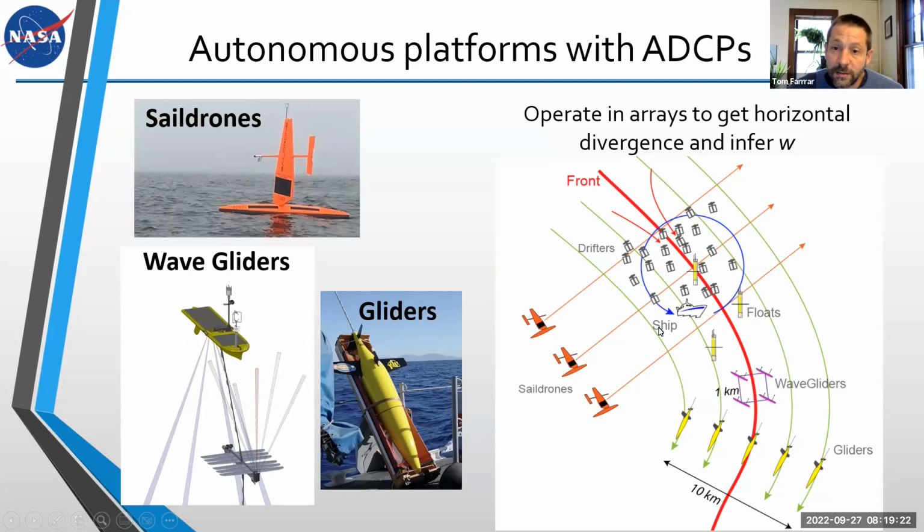And so the idea is to operate these in arrays to estimate the gradients of the velocity field and to deploy them together with Lagrangian floats and surface drifters, and then sample around all of these assets with the ship.